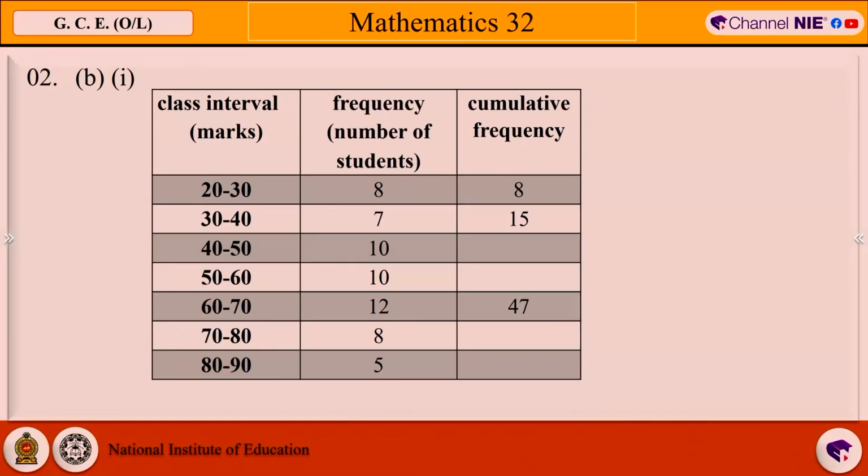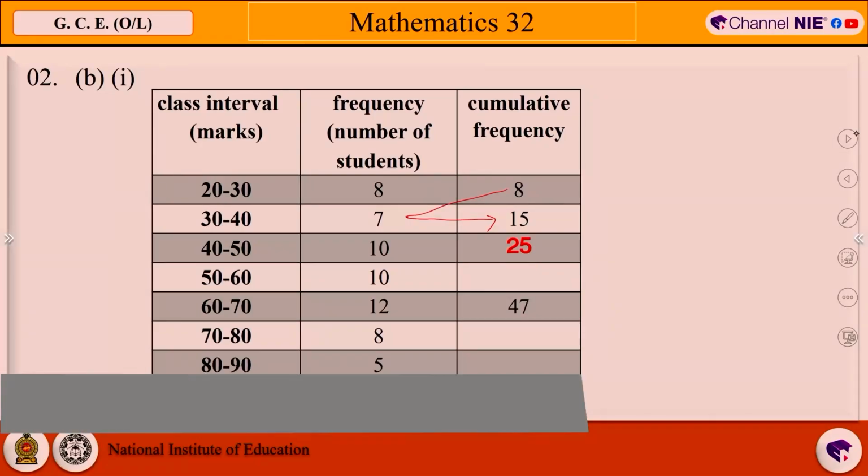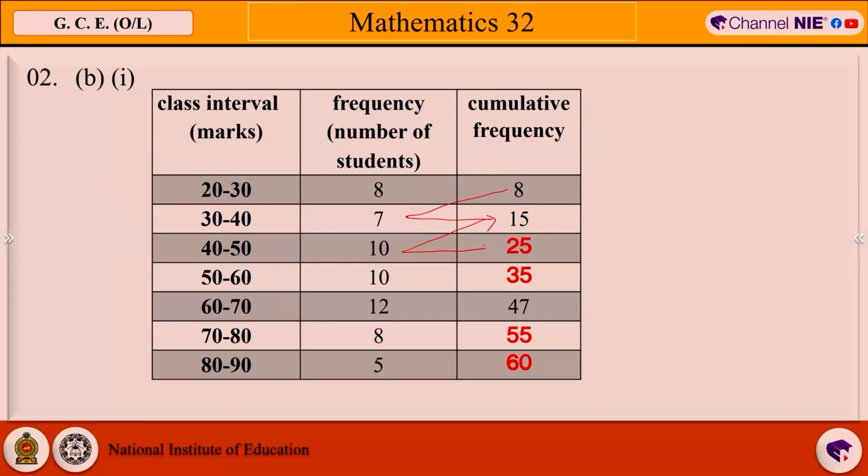You have to add the previous frequency to the following. Likewise, you can find the cumulative frequency. Here you are given the first 2 rows as 8 and 15. Once you add 7 to 8, you will get 15. Likewise, you will get the rest as 25, 35, 47 is given, 55 and 60. Right, 15 plus 10 gives 25, 25 plus 10 gives 35, 35 plus 12 gives 47, 47 plus 8 gives 55, 55 plus 5 gives 60.